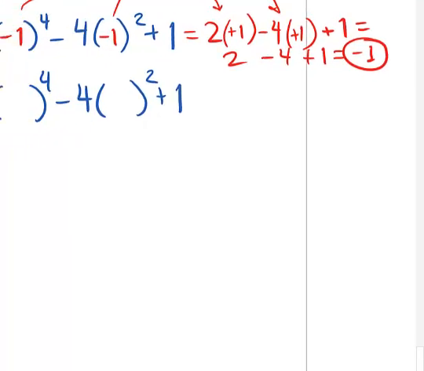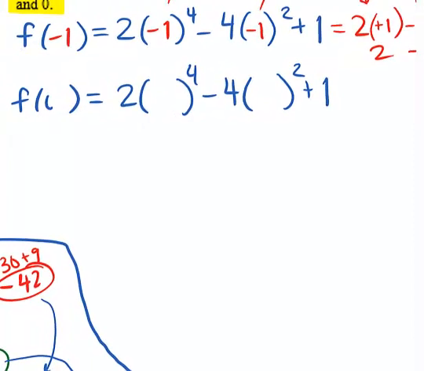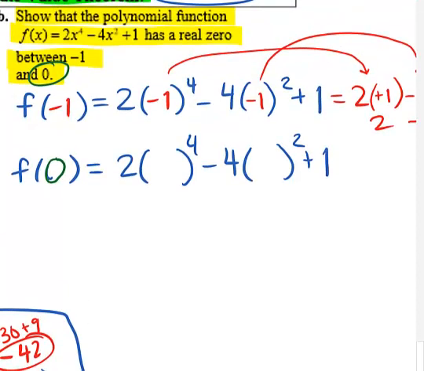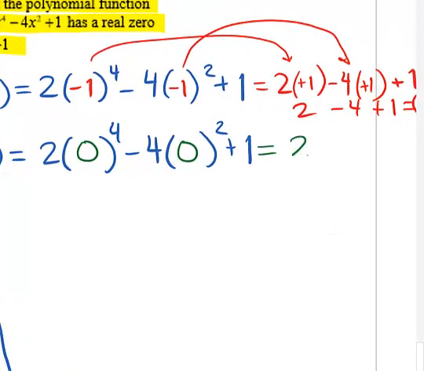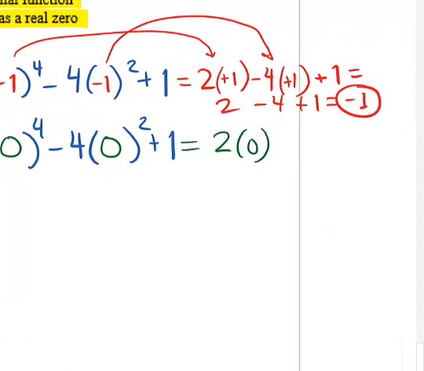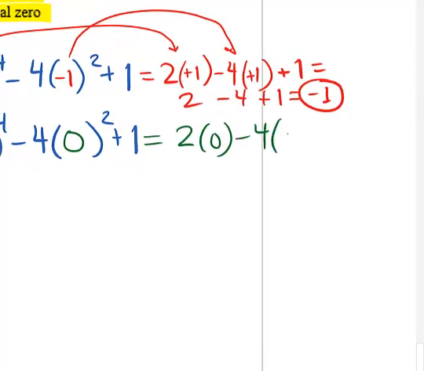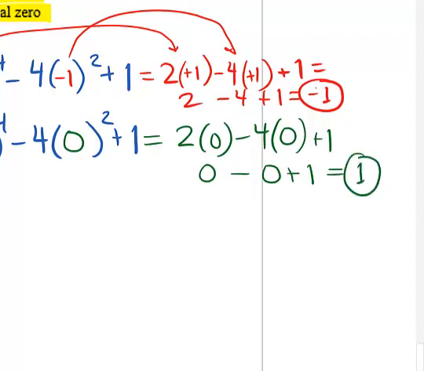Alright, now we'll find the other one. I'm expecting it to be a positive number because the one I just found was negative. The other x value they gave me was 0. So I'll substitute 0 in the function. 2 times 0 to the 4th is 0. Minus 4 times 0 squared is 0. 2 times 0 is 0. 4 times 0 is 0. Plus 1 will just be 1. So one's positive, one's negative.